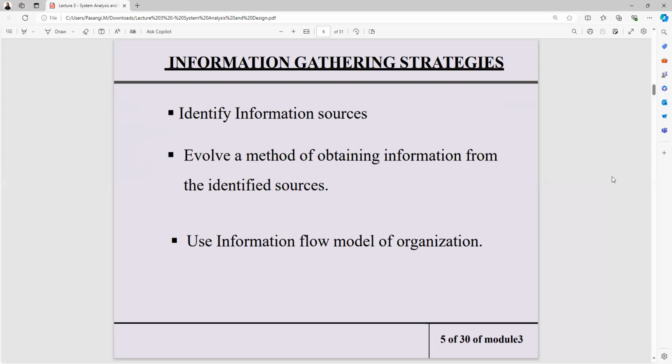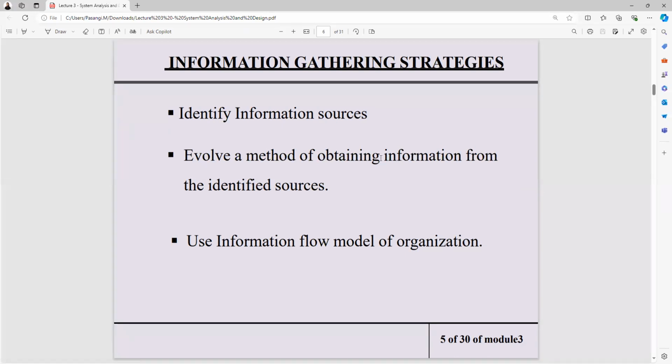Information gathering strategies. First, we need to identify the information sources, that is, from where we need to take all this information or data. To produce information, we need to have data. Once we have collected all this data, only then can we process it. So the first task is to identify the information sources. And the second task is to evolve a method of obtaining information from the identified sources.